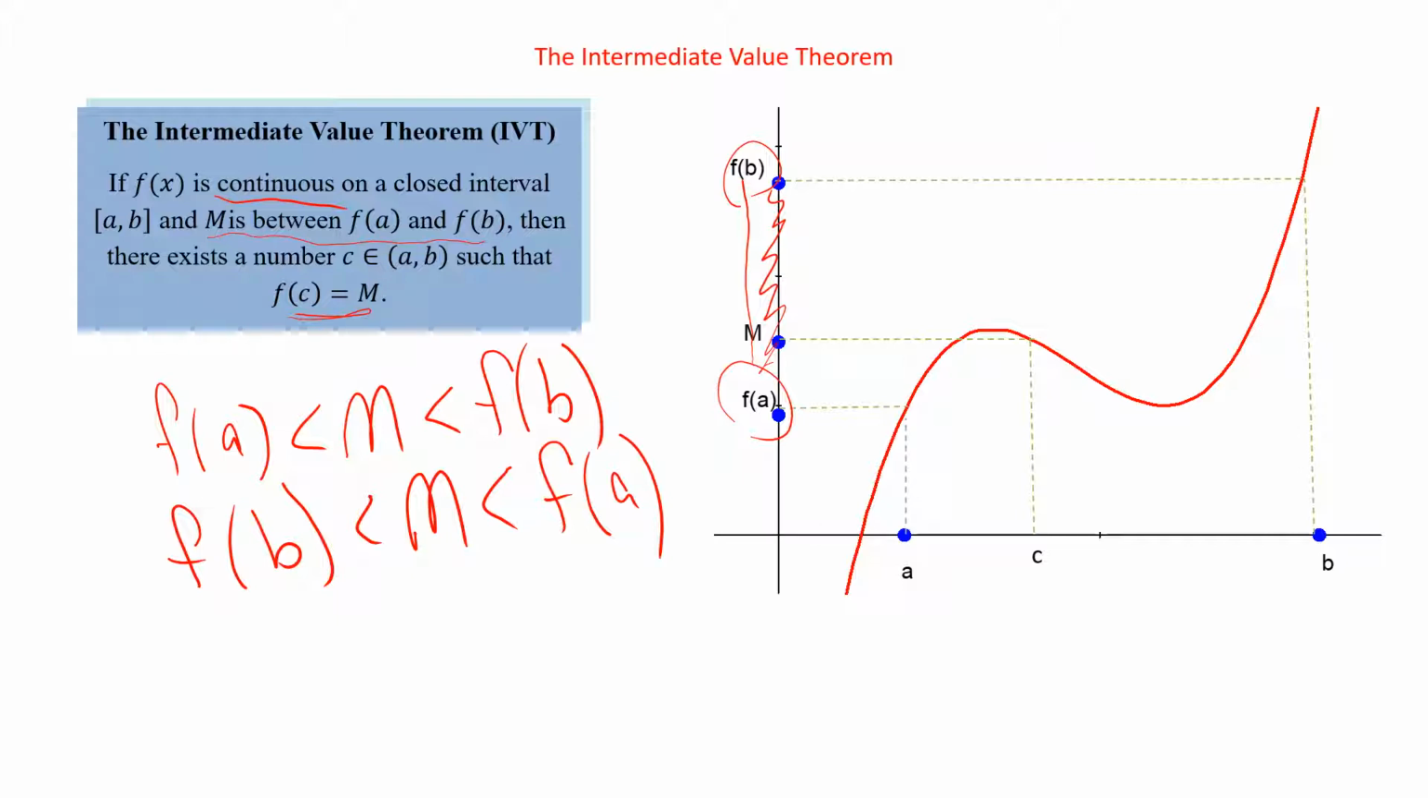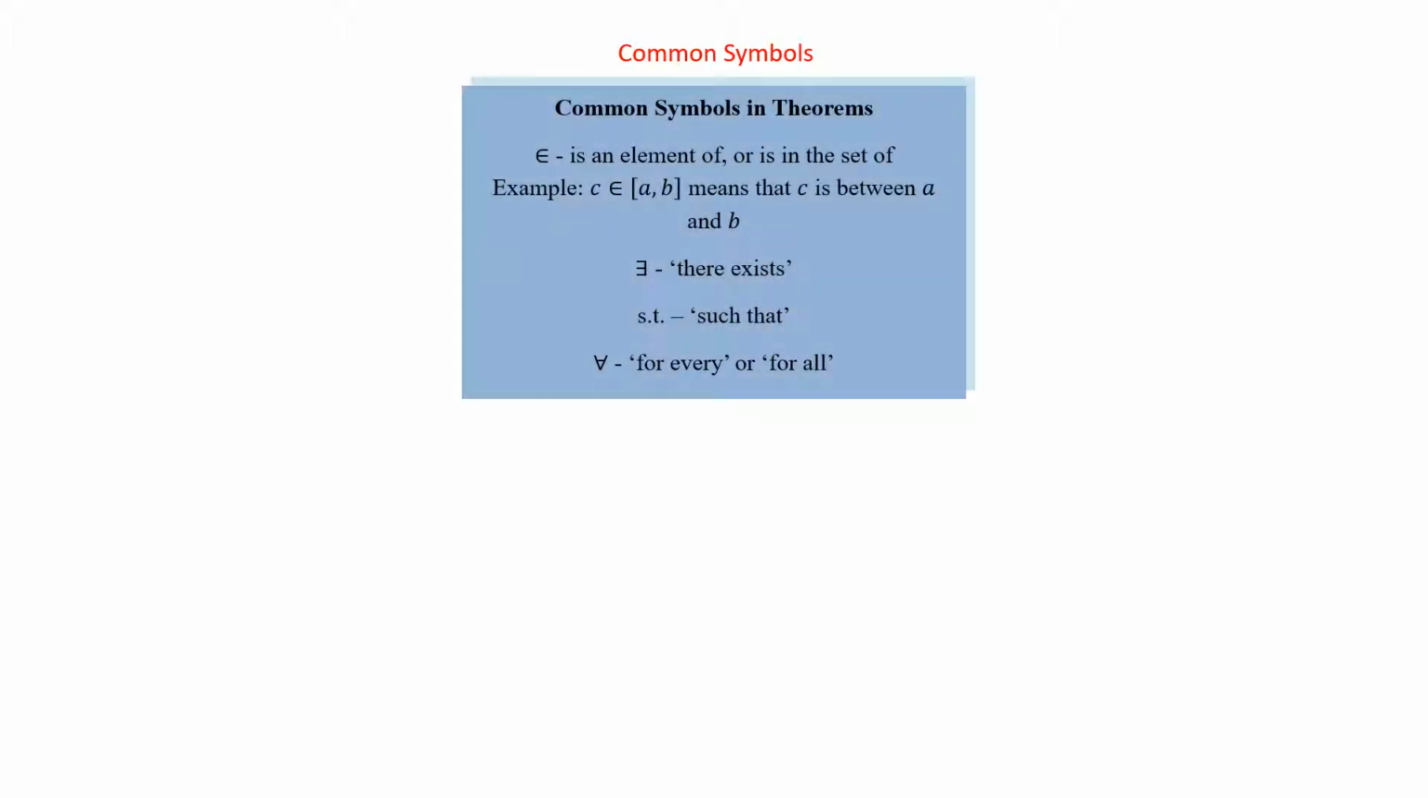So we're going to see how we use this in just a minute, but before we do, let's look at some common symbols. I know that we've been using some of these symbols already, but now seems like a good time to make sure that we get them defined. So we have a few. The first one, we have this little E-like thing. It's like a little C with a line in it. It means it's an element of, or it's in the set of.